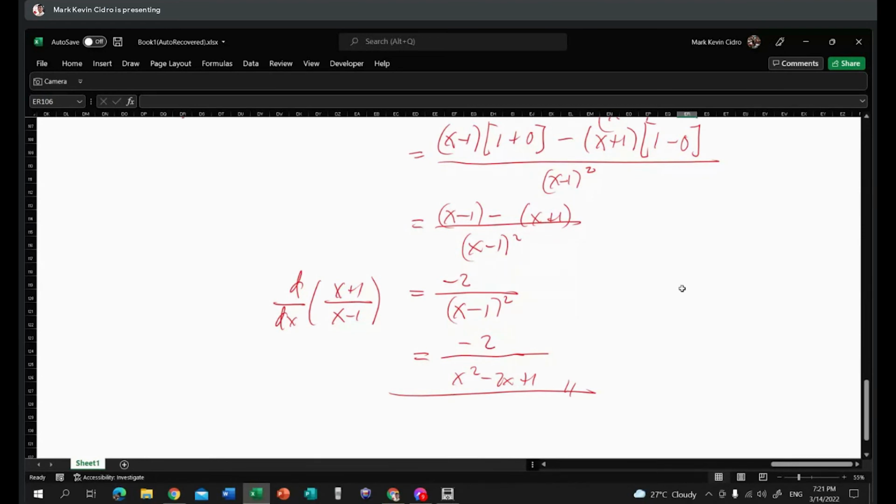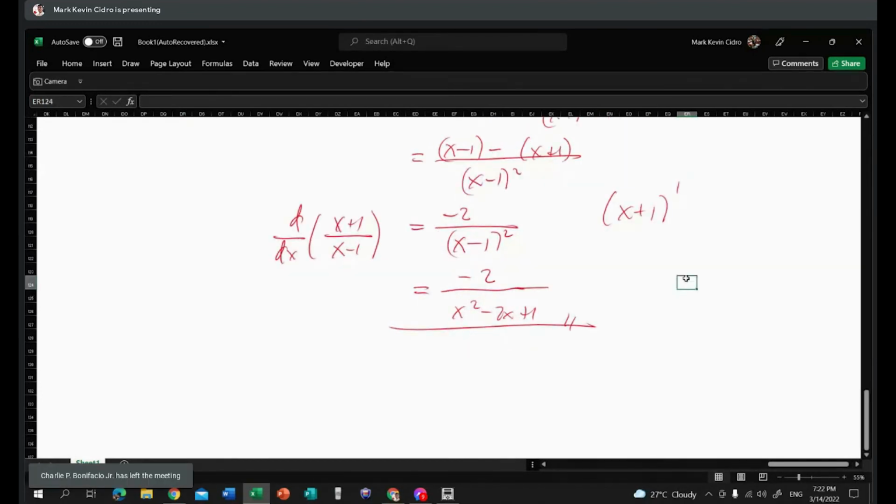Excuse me, sir. Yes. Sir, if there is a higher power, do we still expand? Like, for example, an exponent of 5 or 4. Do you want it expanded? Or if it is x plus 1 raised to 1 million, do we still expand? I want it expanded. Okay.